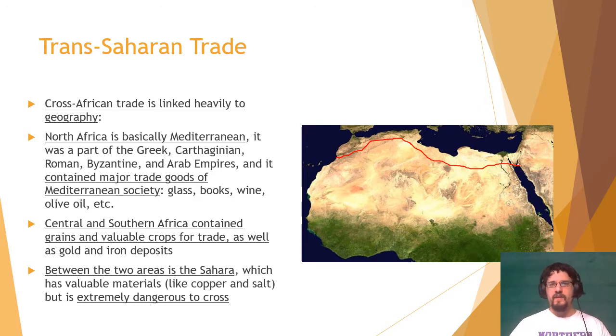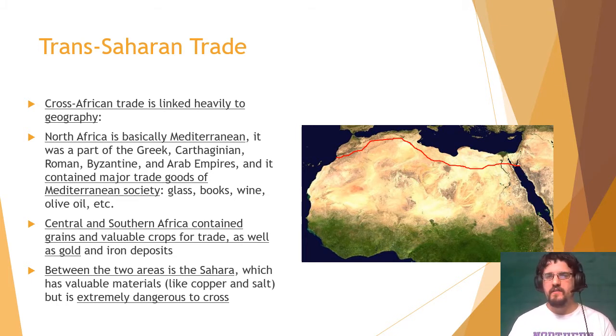Last time we talked about North Africa, we saw it in the Islamic Golden Age. North Africa is associated very heavily with the Mediterranean. Religiously, linguistically, culturally, it's a lot more closely tied to the Middle East and Europe than the rest of Africa. And the trade goods that North Africa produces are the finished goods of settled society. Glass, wine, olive oil, that sort of stuff.